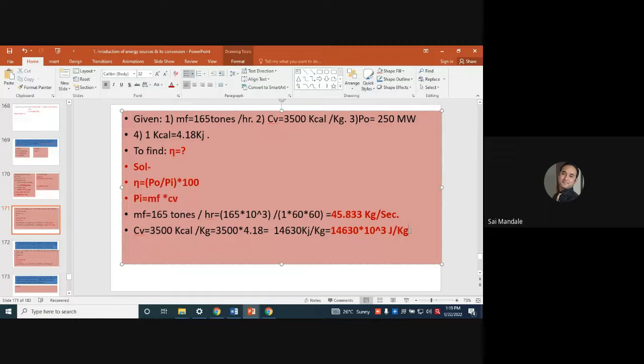PI, input power. Please go ahead, calculate the value of PI and tell me the answer. 6.7 into 10 raised to 5. How much? 6.7 into 10 raised to 5. Okay, I have 6.70, point 536, 54 into 10 raised to how much? 6.754 into 10 raised to 5.